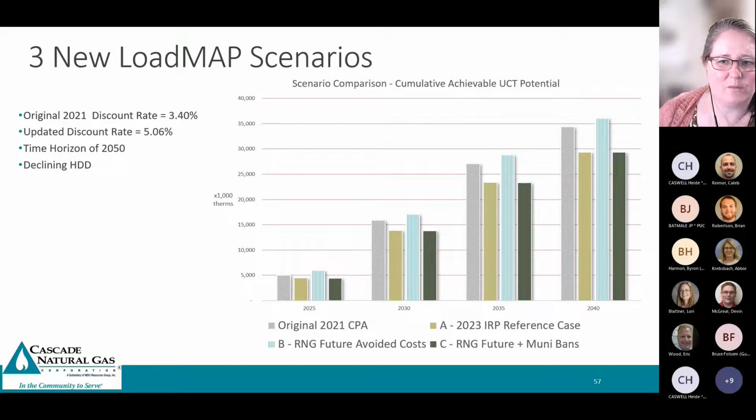The residential furnaces and water heaters gain significant ground as more segments clear cost effectiveness testing, but there is little impact on other measures compared to scenario A. This results in total potential similar to the original 2021 CPA.